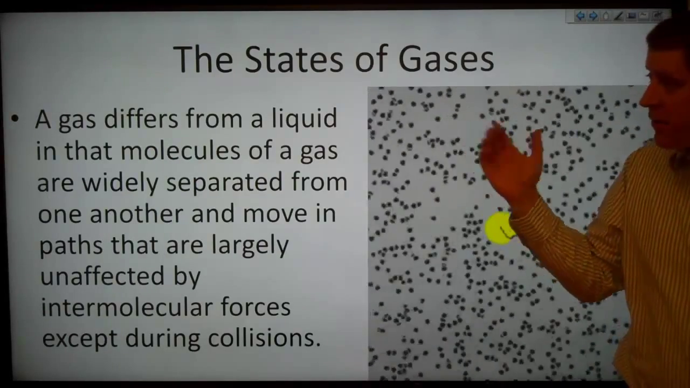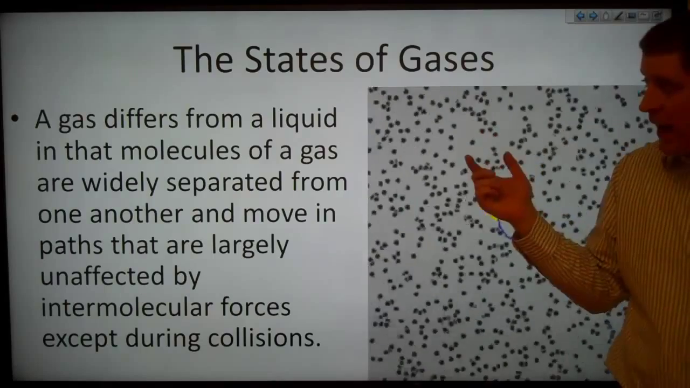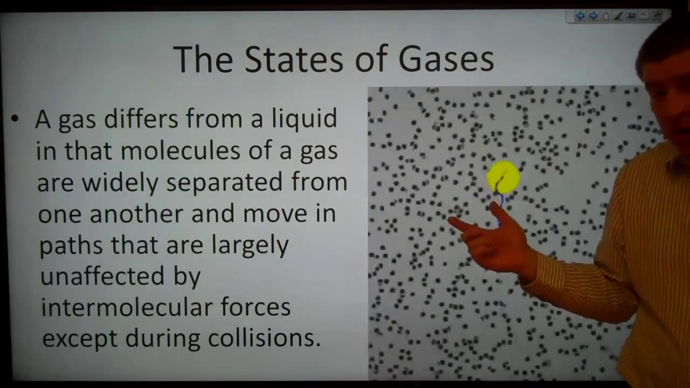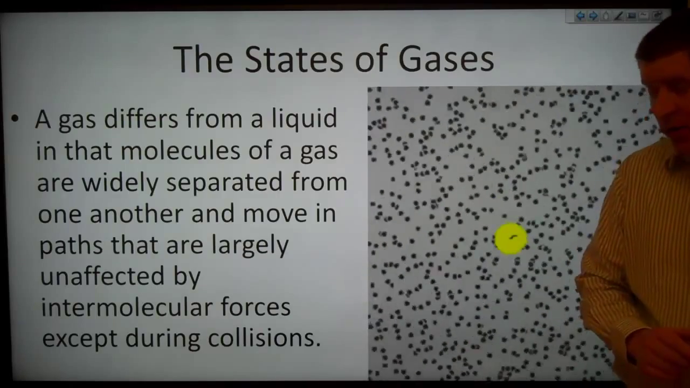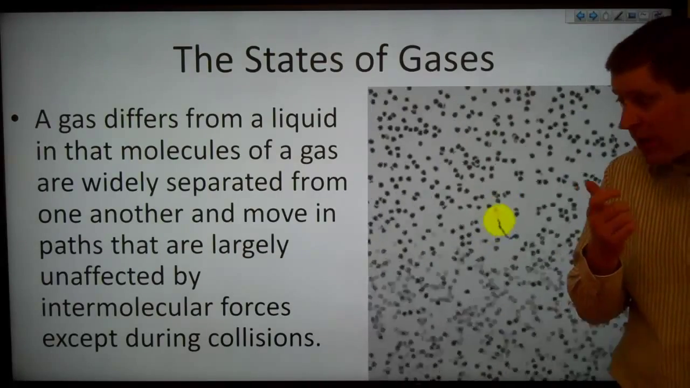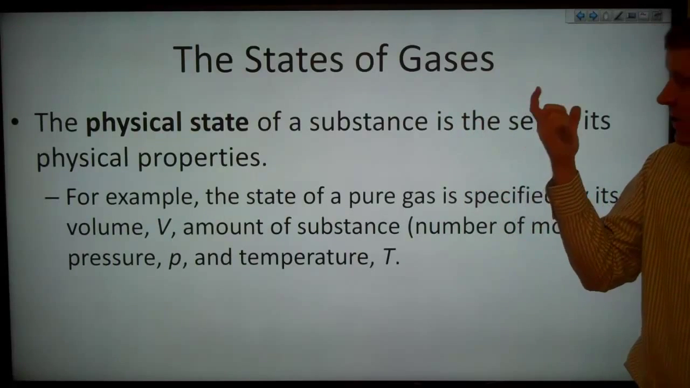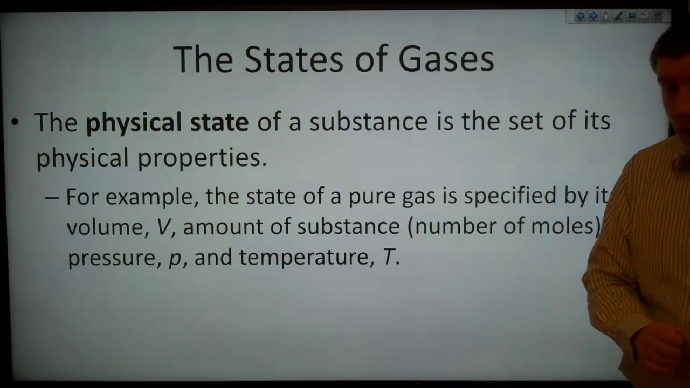Now, a gas differs from a liquid in that molecules of a gas are widely separated from one another, and they move in paths that are largely unaffected by the intermolecular forces except for those brief collisions. Now, the physical state of a substance is the set of its physical properties.